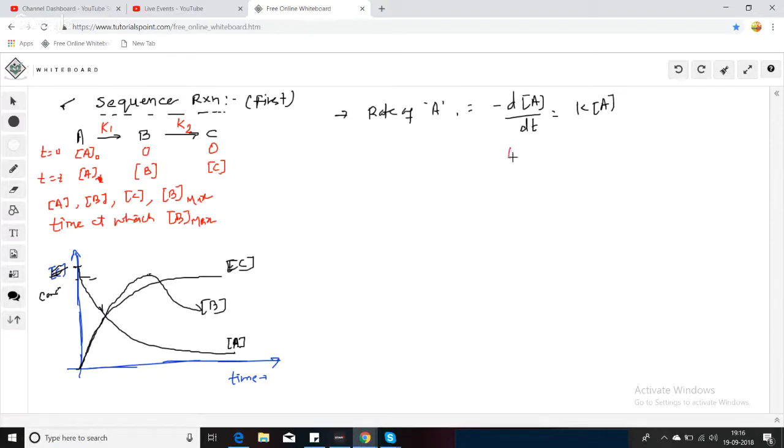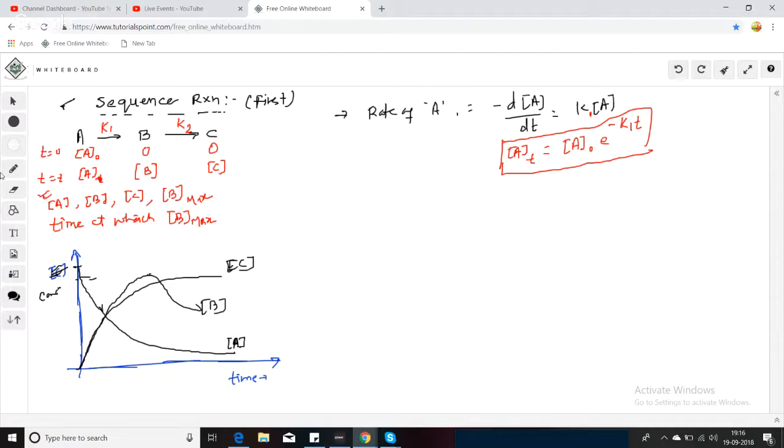So that will be: A_t is equal to, we can write, A naught e to the power minus K1 t. This is K1, right? Okay, so this is the concentration of A at time t. So the first thing we have calculated, this A_t, or A, we have calculated. A_t and A are the same thing. Okay, don't get confused with it.